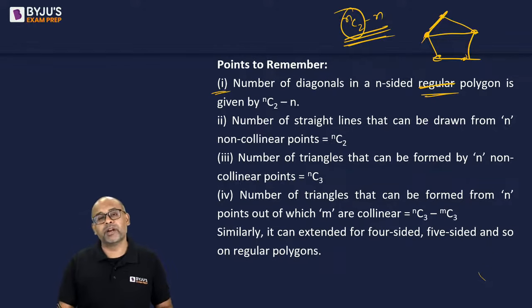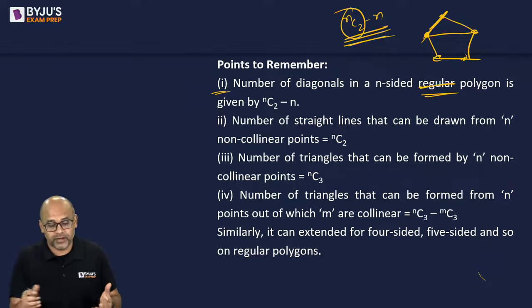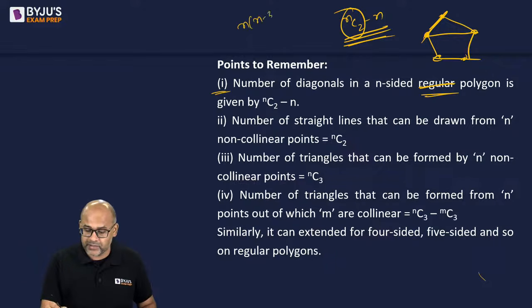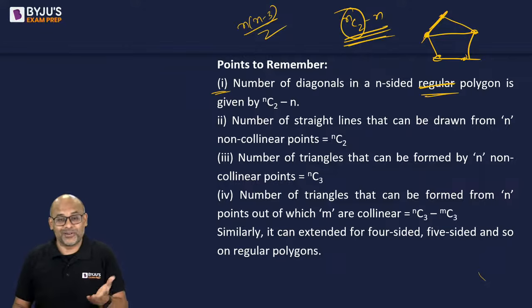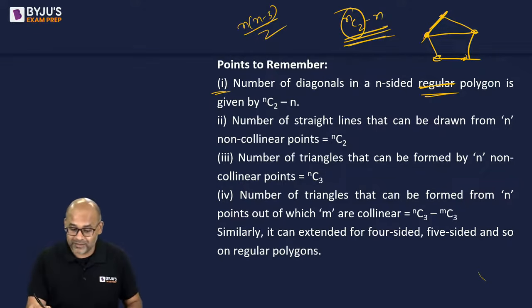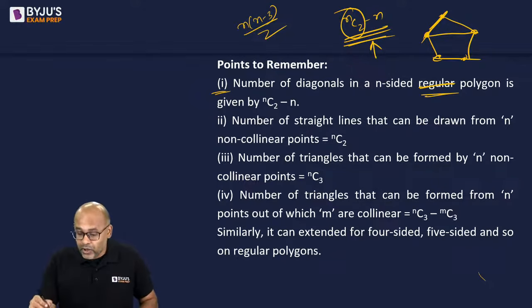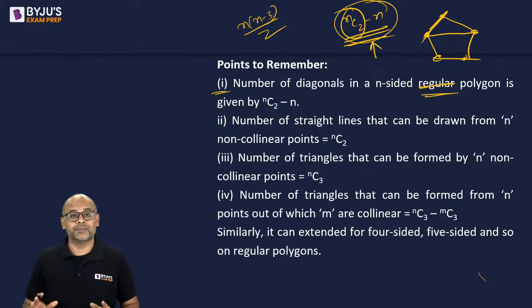You can simplify this and remember it, or I never remember it as a formula, but the formula will be n into n minus 3 by 2, if I'm not mistaken. I could be wrong also because I don't remember the formula. You can try to simplify this and see. I always remember it concept-wise like this.